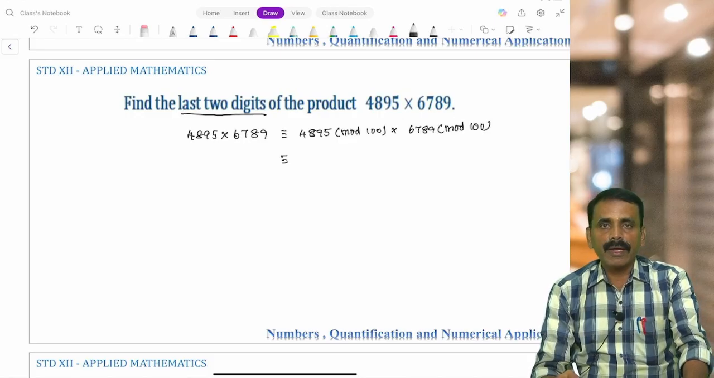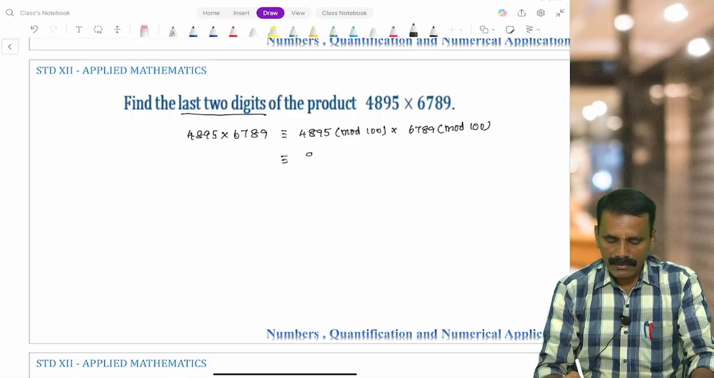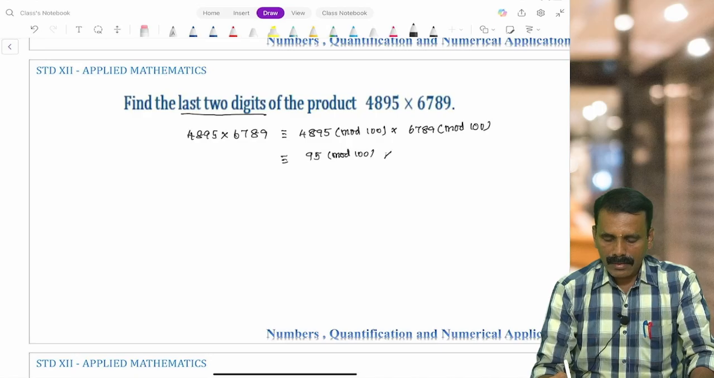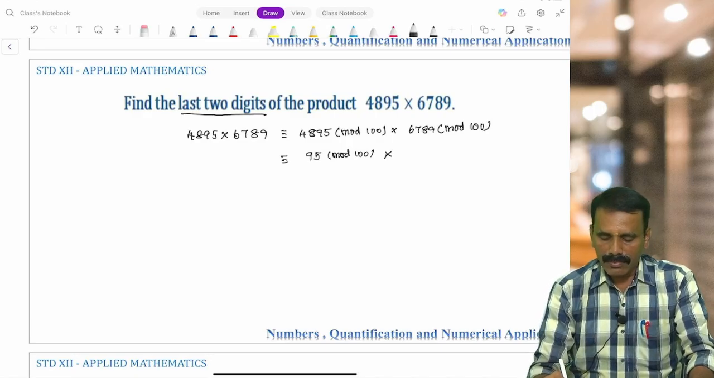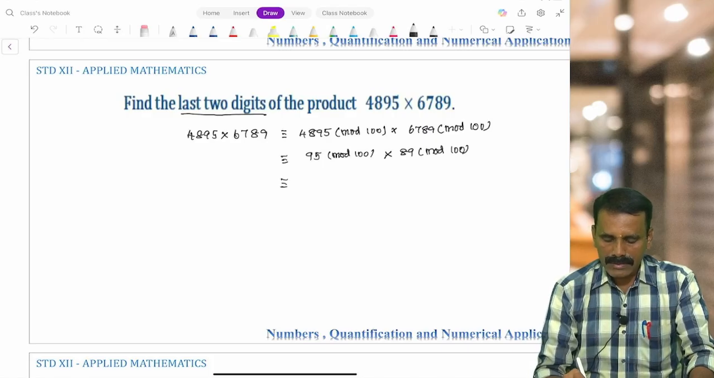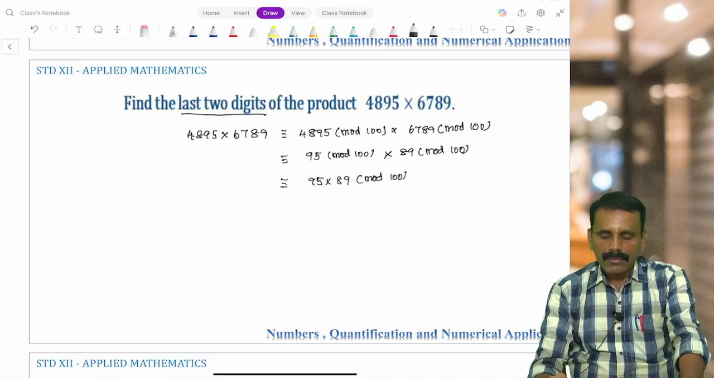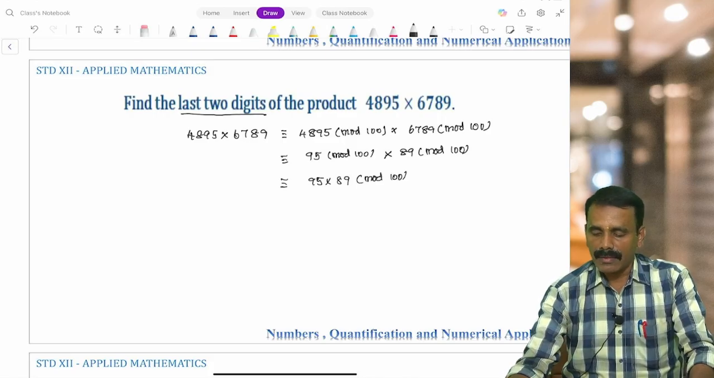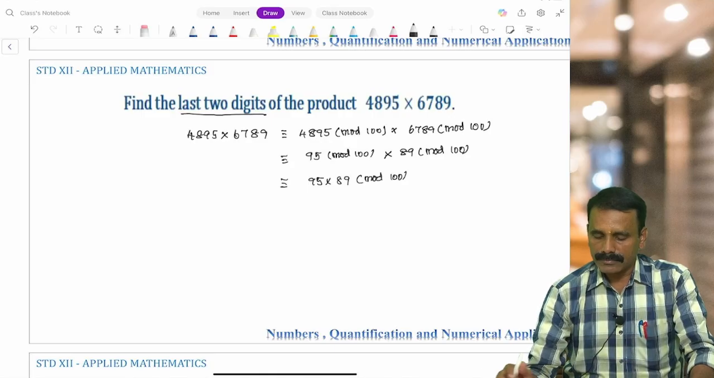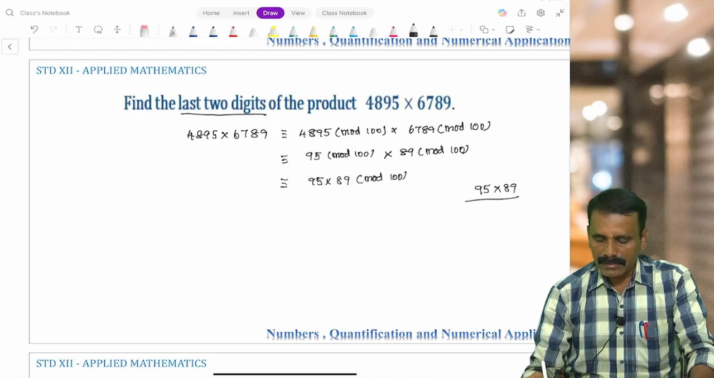So 4895, when you divide by 100, the remainder will be 95. 6789, when you divide by 100, it is going to be the last two digits 89 mod 100, and this is equal to 95 into 89 mod 100, because using the property, A mod M into B mod M is nothing but AB mod M. So we are going to multiply 95 with 89.